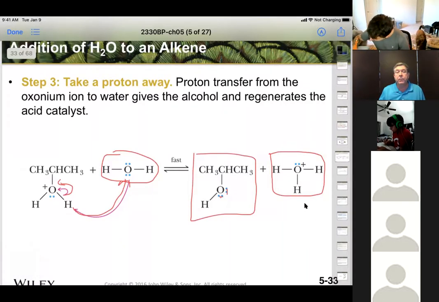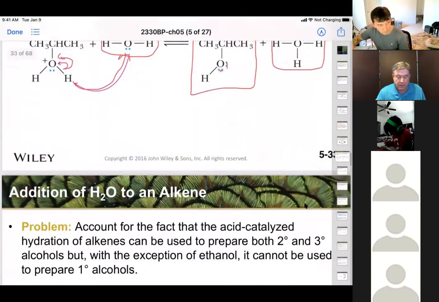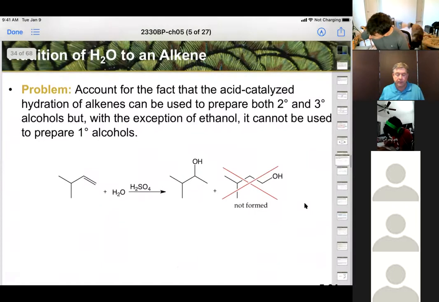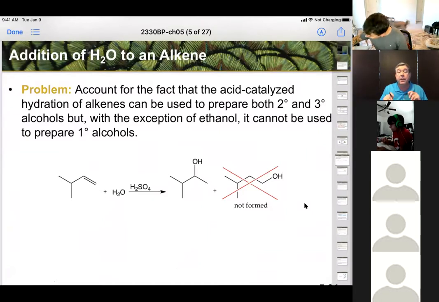Okay, so that first step, adding the proton to form the more stable carbocation, is why they add it that way every time. Okay, so account for the fact that acid-catalyzed hydration of alkenes can be used to prepare both secondary and tertiary alcohols, but not primary alcohols.